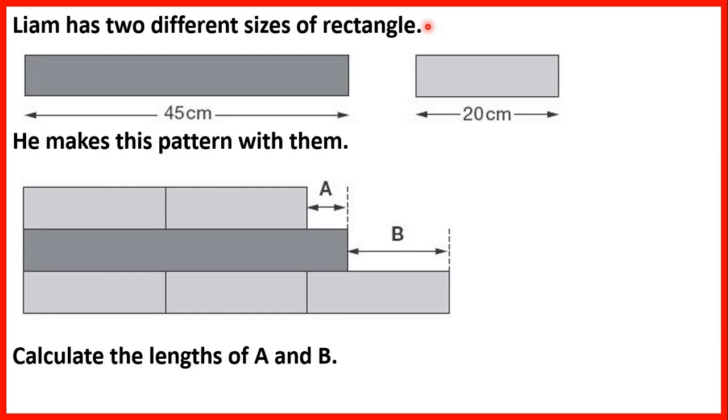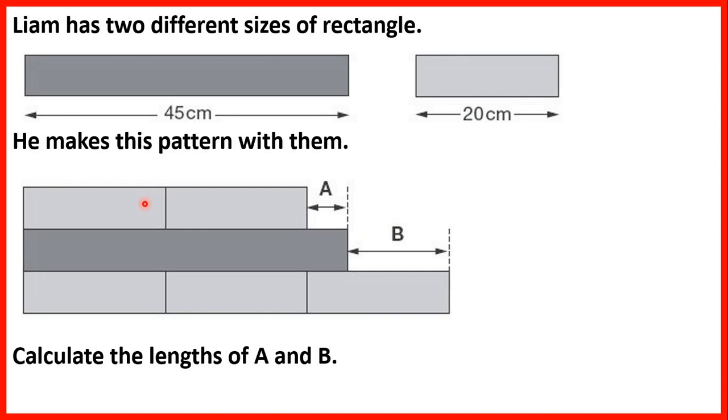Liam has 2 different sizes of rectangle, so we can see that he has a longer rectangle of 45 and shorter rectangles of 20 centimetres. He makes this pattern with them. Calculate the lengths of A and B.